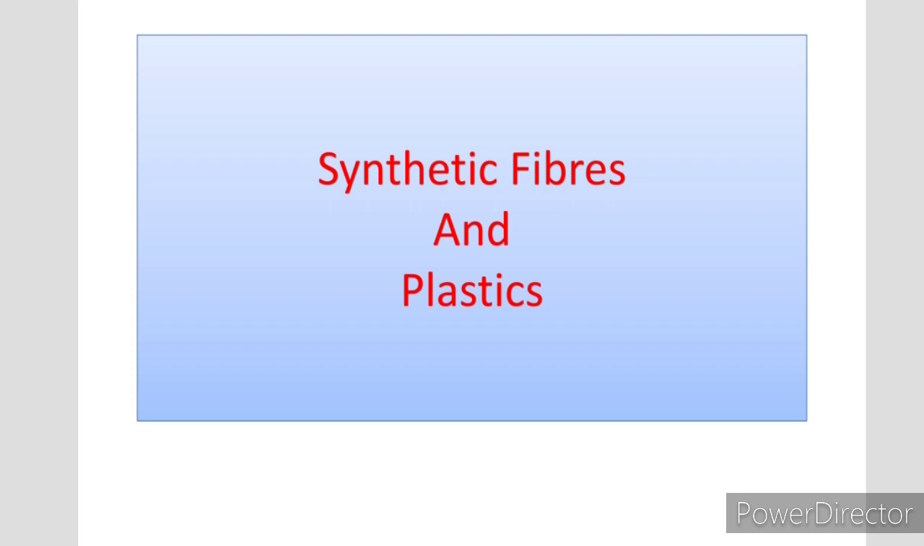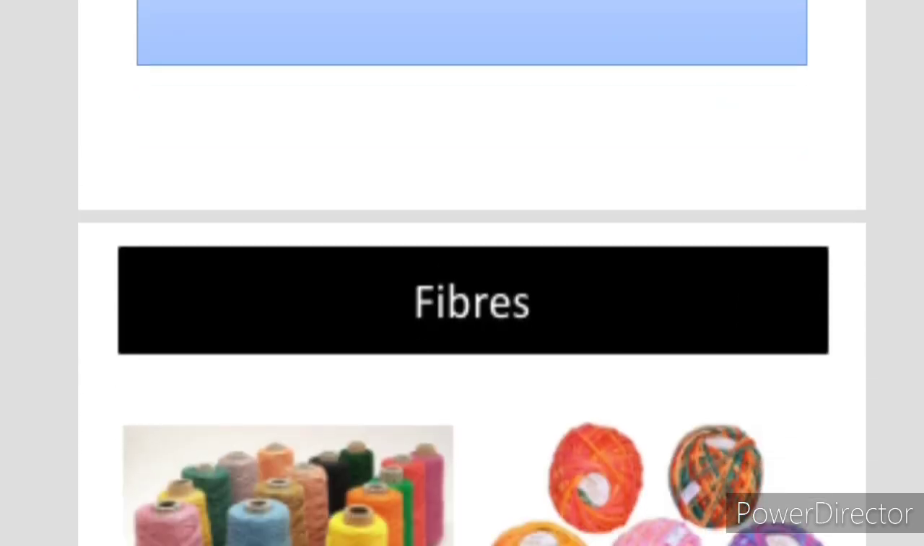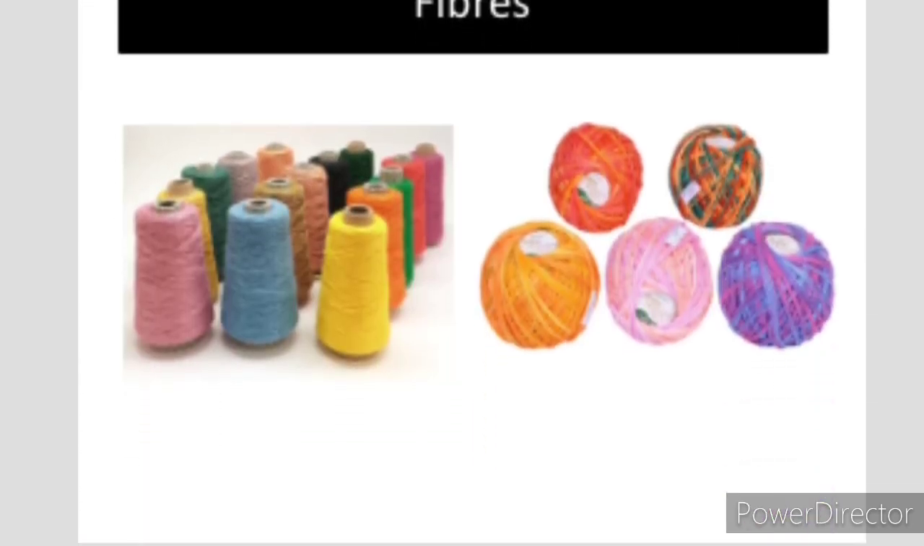Okay, so what are fibers? The clothes we are wearing now are actually coming from this type of fibers, this type of threads. Here you can see many colorful threads. They are woven together to form a dress. These fibers could be obtained from plants as well as animals, or artificially, with the help of some chemicals in a laboratory.